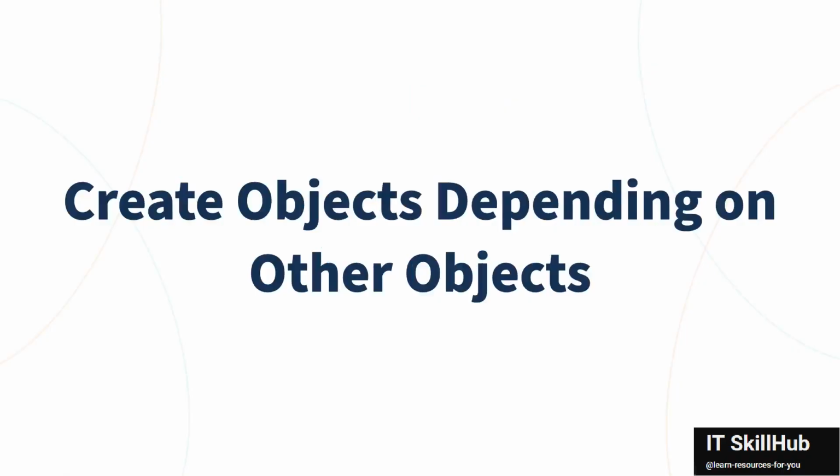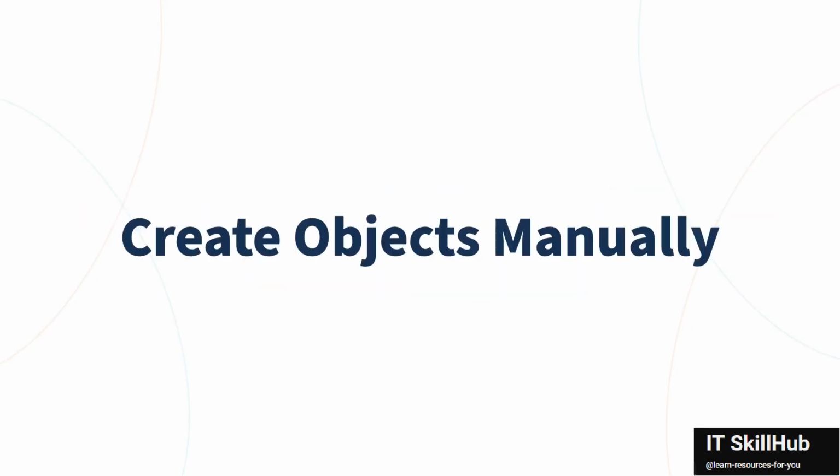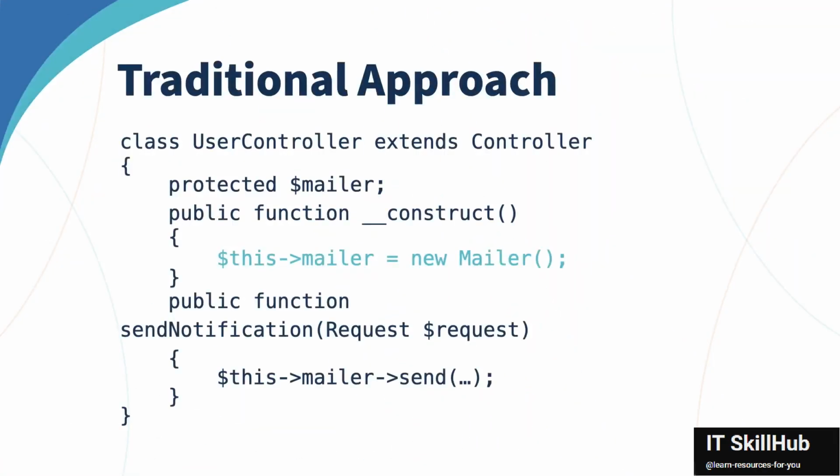When building any application, you will often find yourself needing to create objects that depend on other objects. For example, you might need to create a controller that requires a database connection or an email service. Traditionally, you would create these objects manually, passing in all their dependencies as arguments. Something like this, where you create a mailer object manually in the controller's constructor. This can quickly become too long and error-prone if you have too many dependencies and as your application grows in size and complexity.